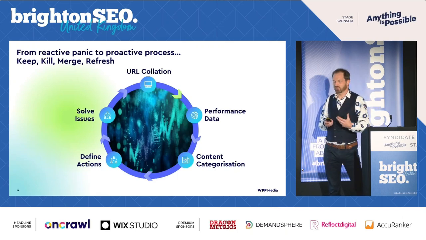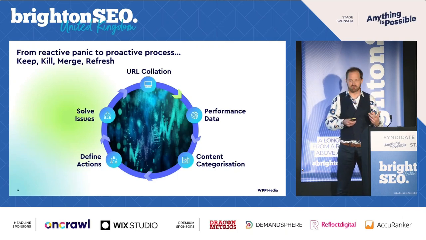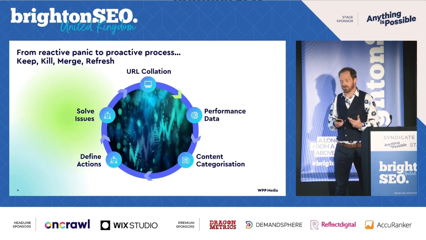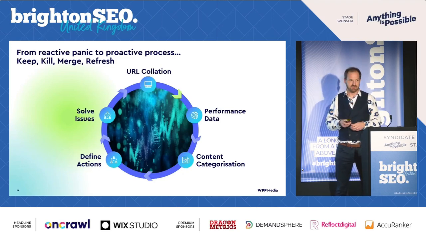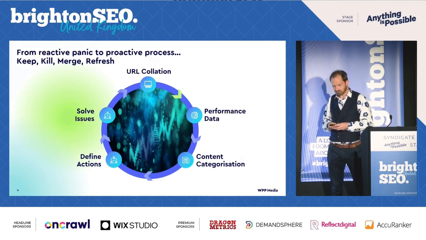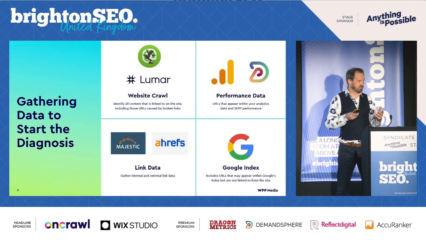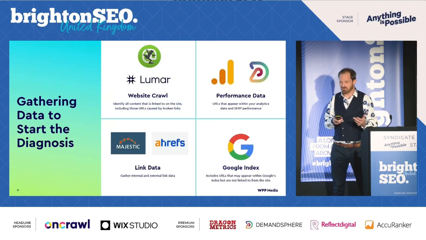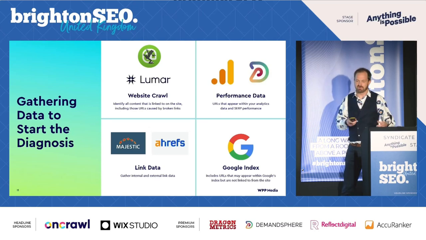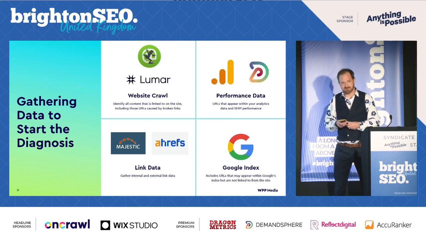So going through some simple processes, collecting all those URLs, looking at the performance data, categorizing the content, that's going to allow you to define some clear actions and solve some issues. And you do this with the tools you're probably already using every day. You can use tools like DeepCrawl, and you're going into tools like analytics, like Google Analytics and Search Console. Gather data over a period of time.